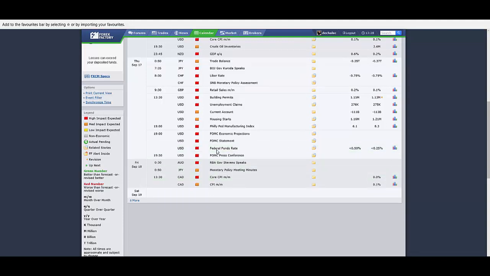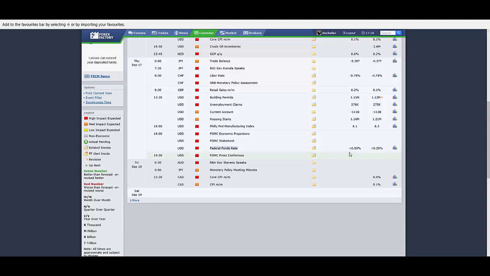So that could be the interesting part to look forward to this week for any US cross related pairs, the forthcoming federal fund rate announcement at 7 o'clock GMT on Thursday evening.